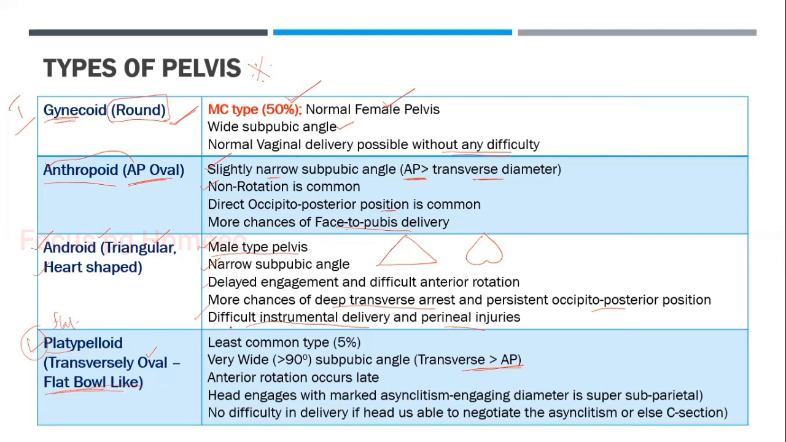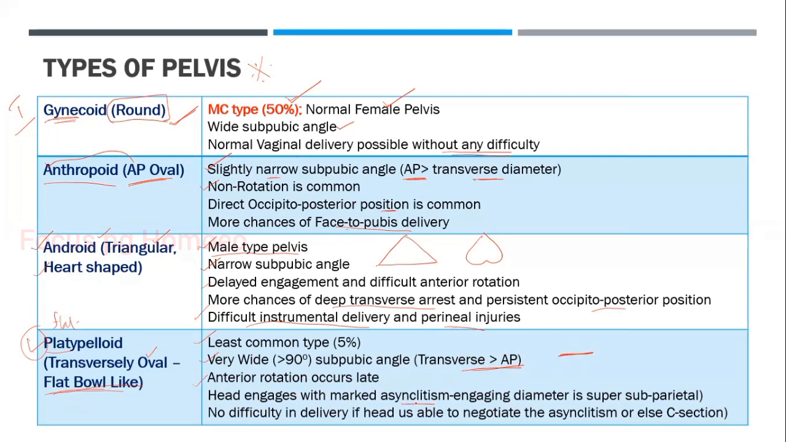And what is the specialty? One common thing that can be asked is, which is the least common type of pelvis? It is the platypeloid type of pelvis. Here, what is the problem? A very wide subpubic angle, more than 90 degrees. That means the transverse diameter is more than the anteroposterior diameter. And anterior rotation here occurs late. The head engages with marked asynclitism.